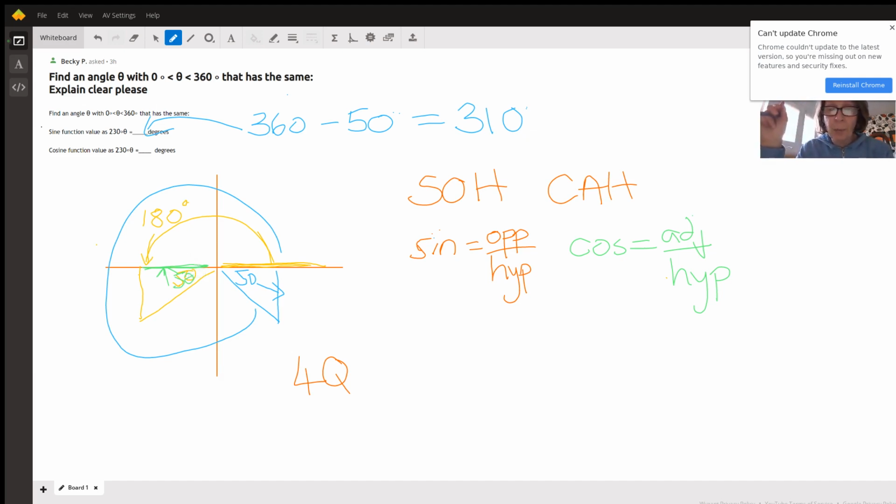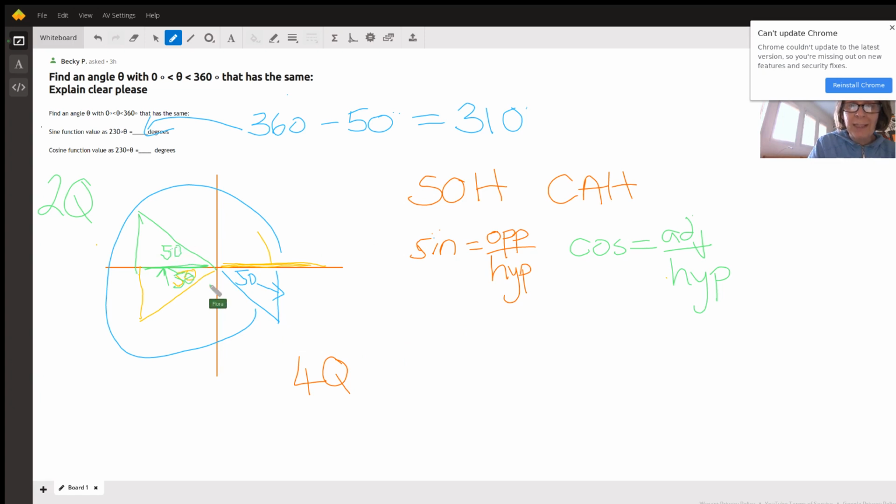And the other place where the cosine is negative would be in your second quadrant. So the triangle that would look the same as that, I'm just going to erase some of it to make a little more room here. We would make our triangle here, and this angle here would be 50 degrees. Let me mark the 50 for you.